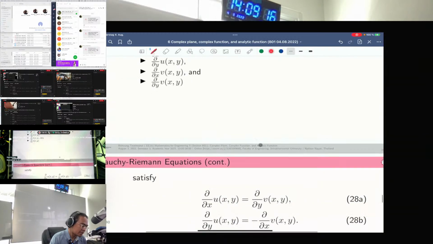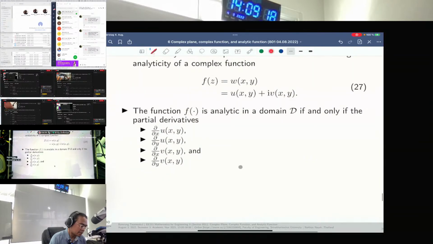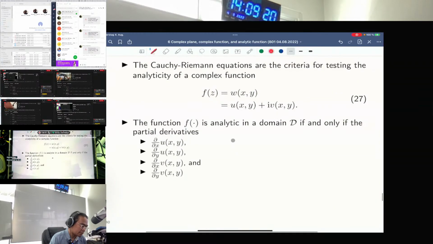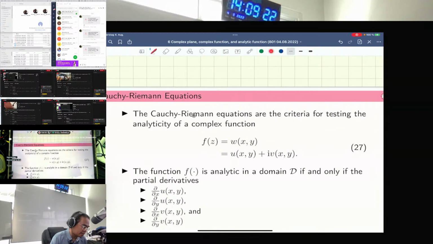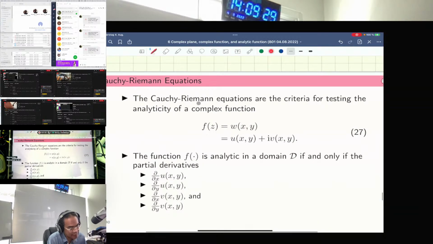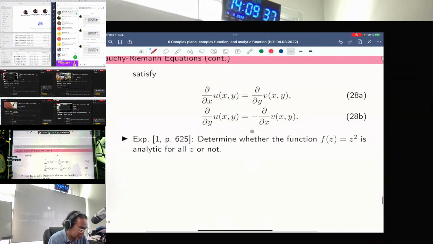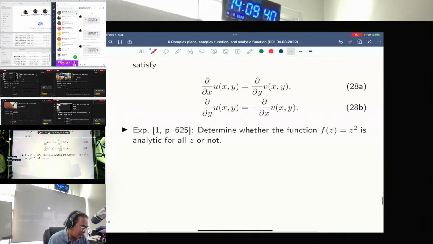These are two conditions that were discovered by Cauchy and Riemann. Have you ever seen Riemann, Bernhard Riemann? Bernhard Riemann studied mathematics, and his professor was Friedrich Gauss at Göttingen University. Okay, determine whether this function is analytic for all z or not.